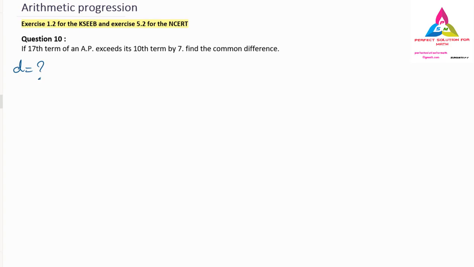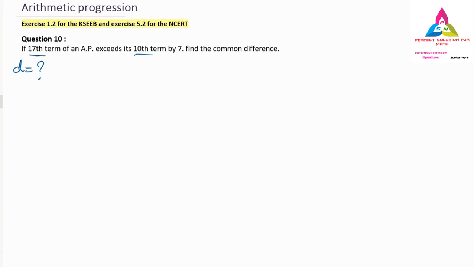But whether they have given any value for the 17th term? Anywhere they have given? No. The 10th term values they have given? No. But they have given the relation between the 17th term and the 10th term. Remember, questions like this are very important from your examination point of view.